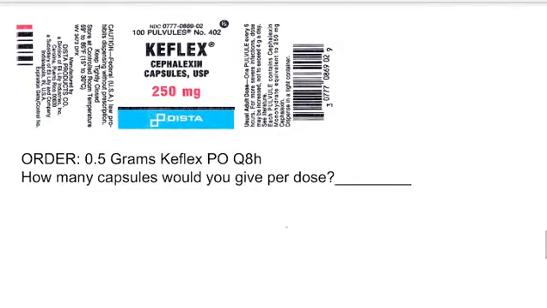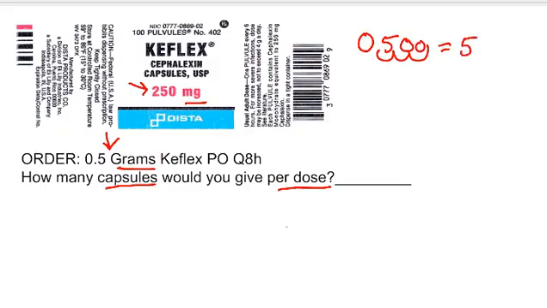What is this question asking me? Capsules per dose. Again, I need to know what my doctor wants, and I need to know the concentration of my label. And again, I'm noticing milligrams, grams. I have to convert because I can't put milligrams and grams in the same formula together. So I take 0.5 grams and I multiply it by 1, 2, 3 zeros. So I know it equals 500 milligrams.